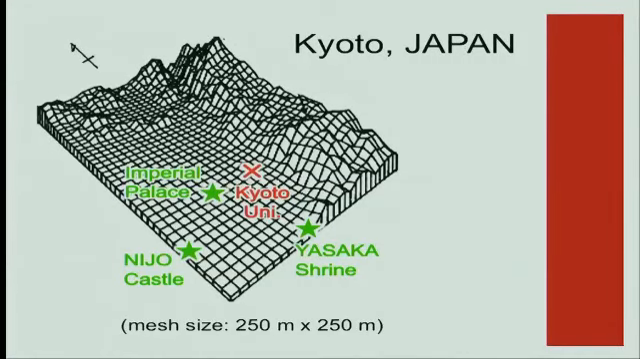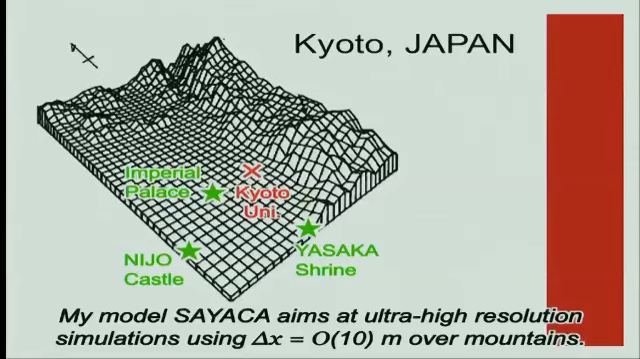Generally speaking, the model topography gets more complex and steeper with the increase of resolution. That's why a more precise representation of topography is important in future high-resolution models. My model, named Sayaka, aims at such kind of high-resolution simulations that use horizontal grid intervals of less than 100 meters for mountainous areas.